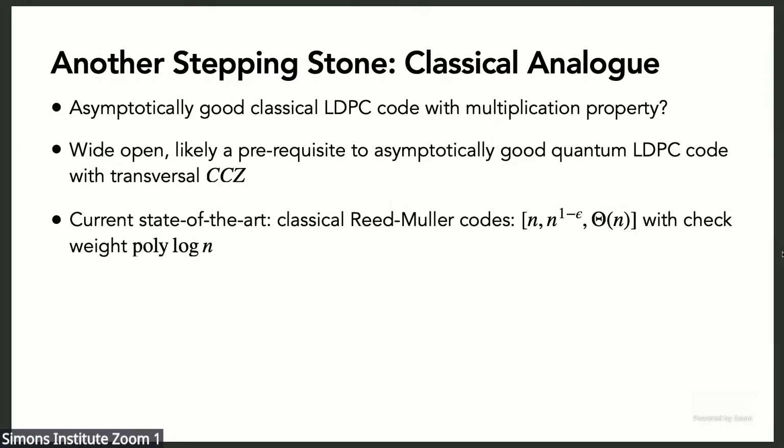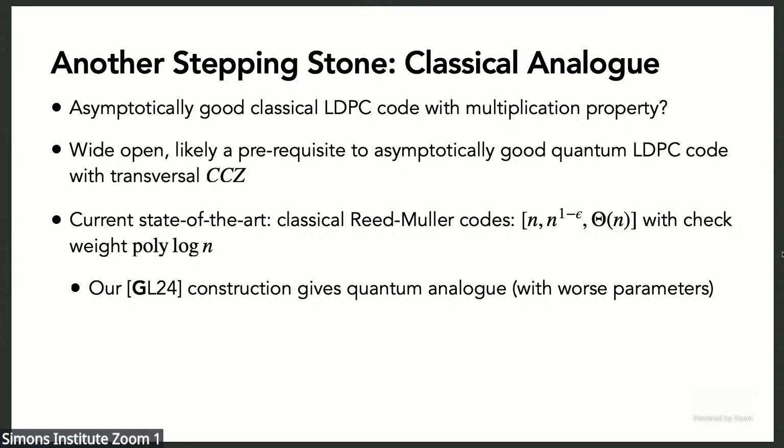And the current state of the art are classical Reed-Muller codes arising from evaluations of multivariate polynomials, which are not far. They have almost linear distance, linear dimension, and polylog check weight. But they're still not asymptotically good. And we can view our construction as giving a quantum analog, but of course with worse parameters right now.